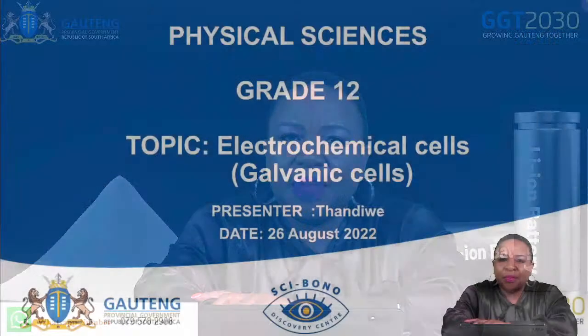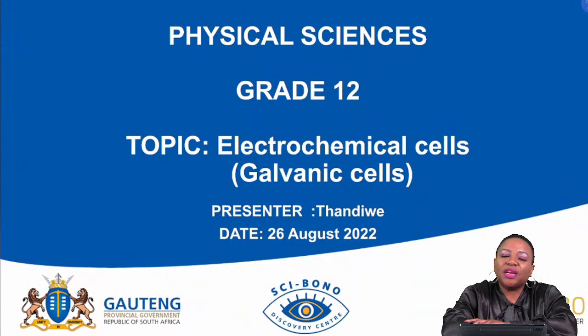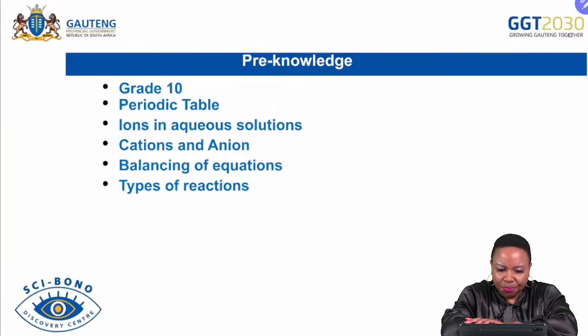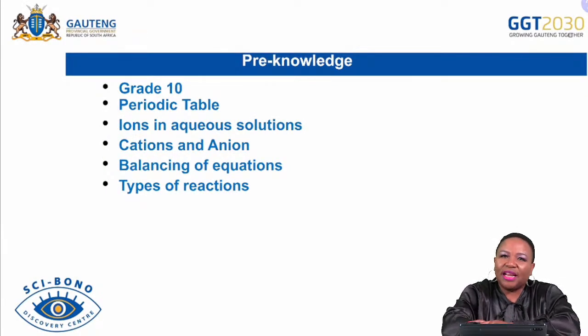Now, today we are going to look at electrochemical cells. However, we are just going to focus on the galvanic cell. I hope this is going to be a revision because some of you have already done the topic. So we are going to look at a galvanic cell. But before we look at the lesson, we need to look at what we did in grade 10 that will give us pre-knowledge to assist in understanding the following topic.